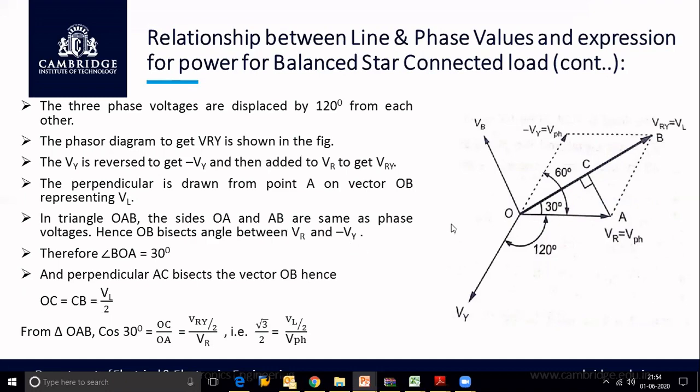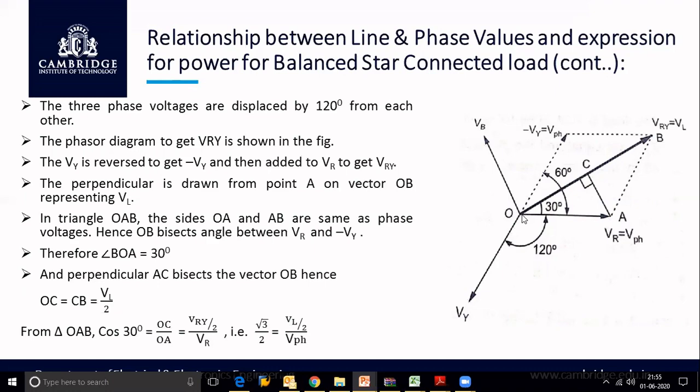What about V minus Vy? How to get the minus Vy? Whatever we have initially drawn, this Vr, Vy and Vb, these are the assumed positive directions of the vectors. Now this is the positive direction of Vy.